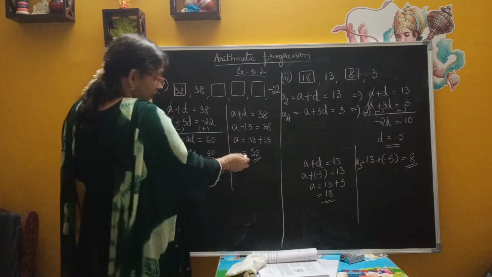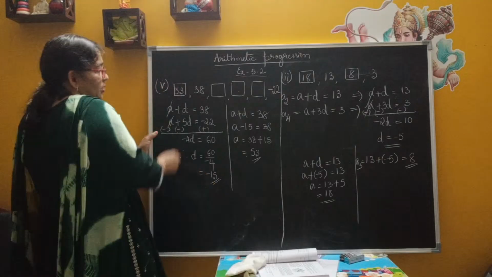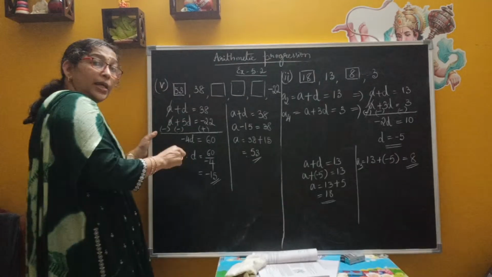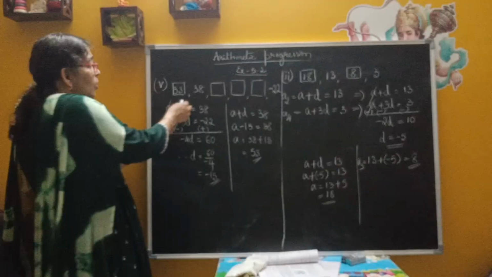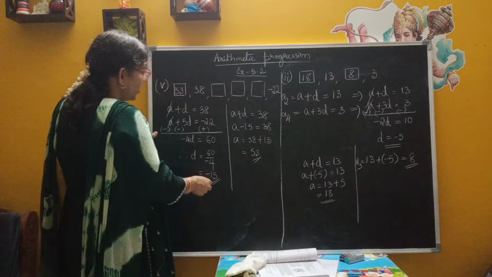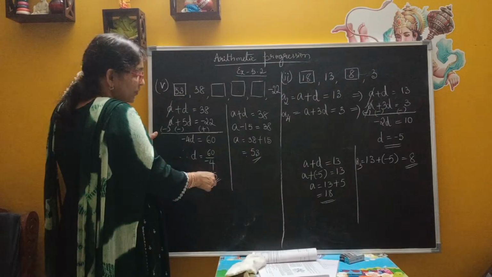The a value is 53 and the d value is minus 15. So to each term we are adding minus 15. That is nothing but subtracting 15. Okay, so 53 minus 15, how much do we get? 38.